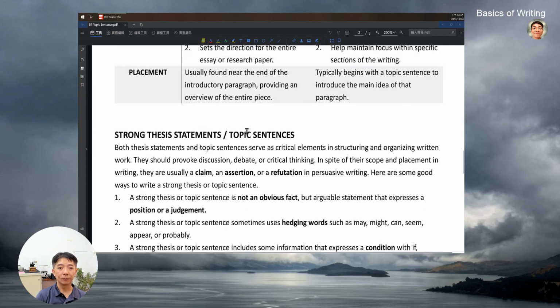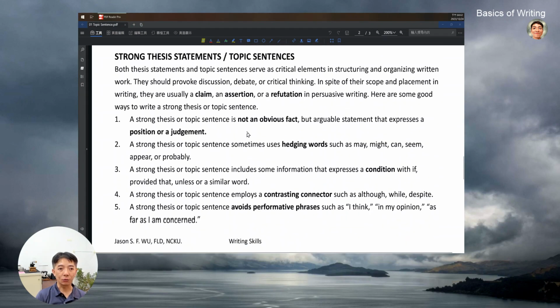Okay, so how to write a strong thesis statement or a strong topic sentence, right? Both thesis statements and topic sentences serve as critical elements, okay, in structuring and organizing written work. And so they have to provoke discussion, debate, and critical thinking. So they are actually not an obvious fact, okay? So let's take a look here. Number one, it says a strong thesis or topic sentence is not an obvious fact, right? So an argument statement expresses a position or judgment.